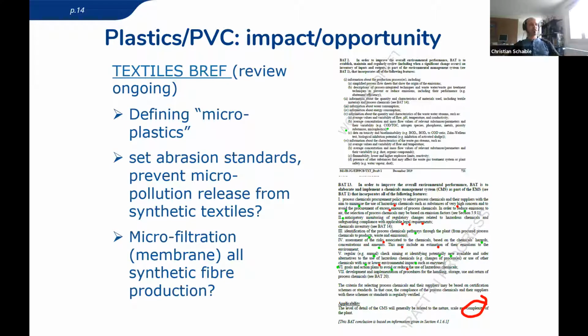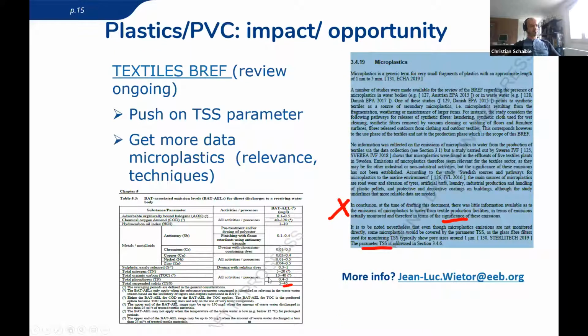So one thing we can do is to prevent the release of synthetic textile fibers at the site where they produce textiles. One way would be probably to have some abrasion standards or pre-washing cycles at the site before the product leaves the site boundary. They should first do some pre-washing cycles, keep the micropollutants and deal with this at the source. They can do it with membrane filtration. Question is, should we require it for all the synthetic fiber production sites? I don't know. But the main parameter here is the TSS, so total suspended solids.